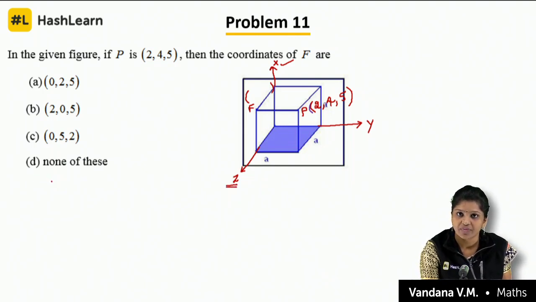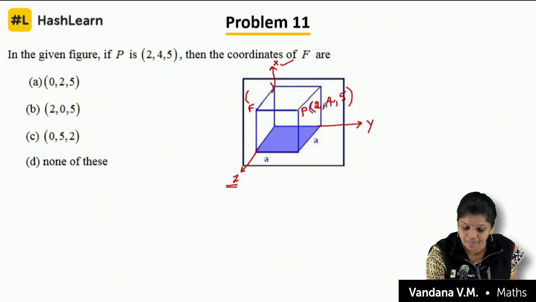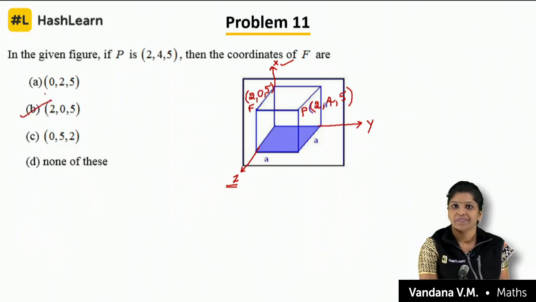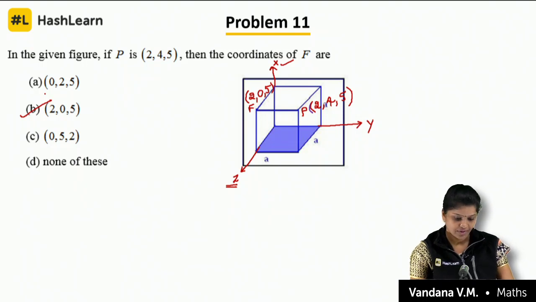So, which coordinate will be 0? Y coordinate will be 0. So, it is a perpendicular line, right? So, how will I write? 2, 0, 5. So, which option is correct? Option B is correct. Yes, very good. What you said is correct. Next.